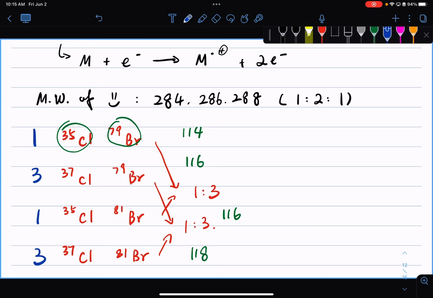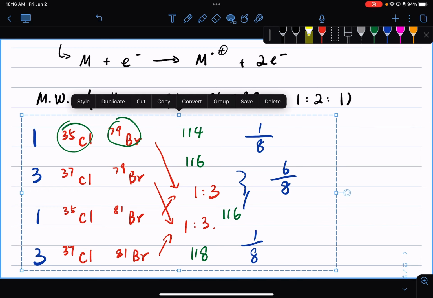So in total, we're looking at 1 divided by 8, sorry. 6 divided by 8 and 1 divided by 8. So the difference between our 114, 116, 118, or in this case, 284, 286, 288, would be a 1:6:1 ratio, right? So that's obviously not correct. So it's not bromine chlorine. And chlorine will have the same problem. If you do that calculation, it does not give you the 1:2:1 ratio.